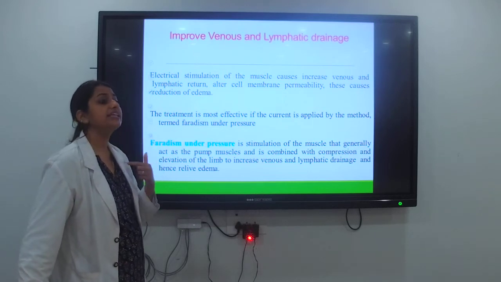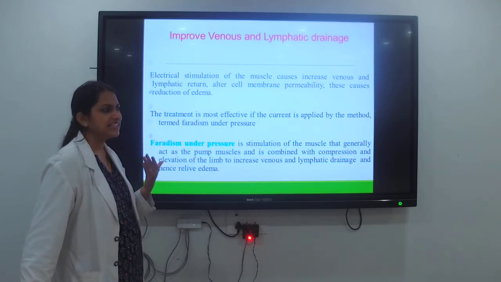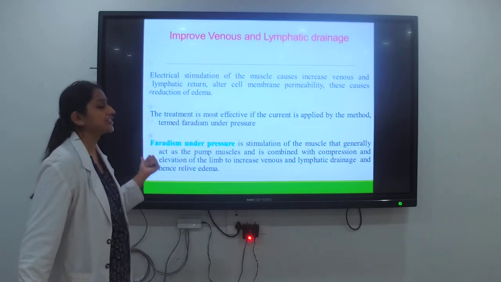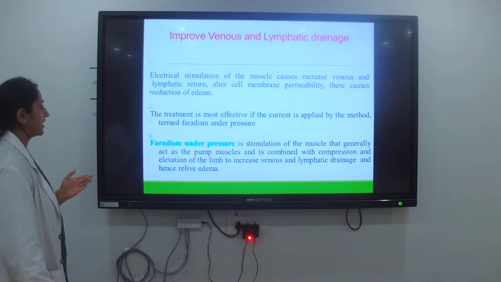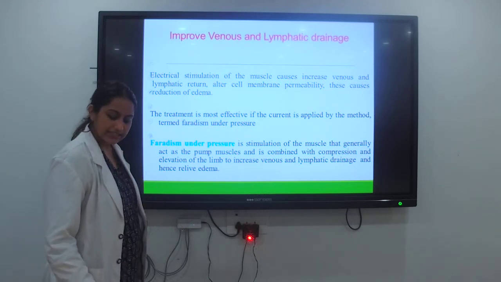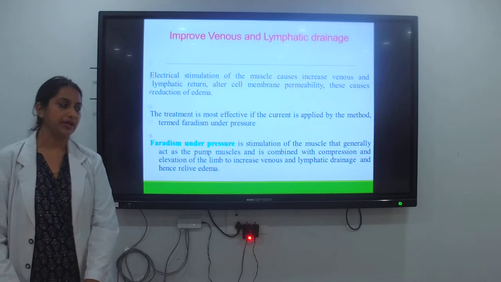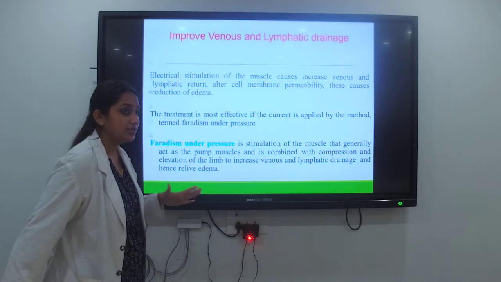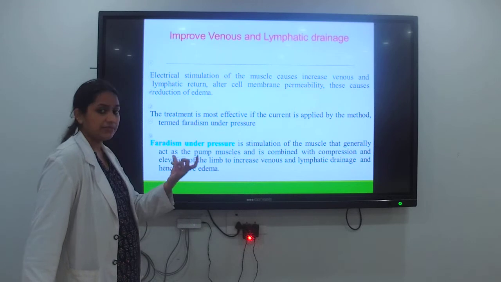The rate of permeability is affected because of this machine. Especially it increases the cell permeability. That's why there is a decrease in edema. See, it is written that all these effects combined cause reduction in edema. Now coming to the very next point. The treatment is most effective if the current is applied by the method termed Faradism under pressure. Electrical stimulation alone is also effective in reducing edema because it alters the cell permeability. But if it is combined with Faradism under pressure, it gives more effect, meaning there is a reduction of edema in less time.